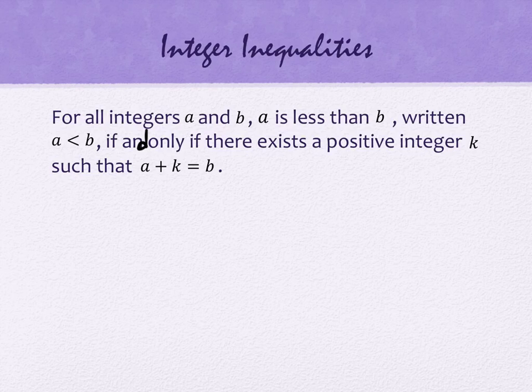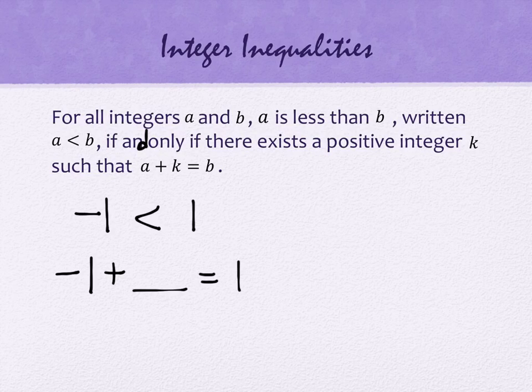But the reason, for instance, that negative 1 is less than 1 is because there is a number I can add to negative 1 to equal 1. What number is that? Positive 2. It is positive 2.